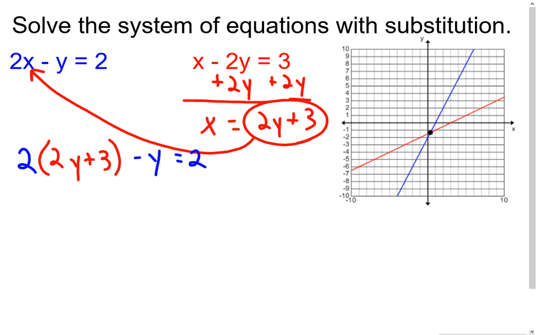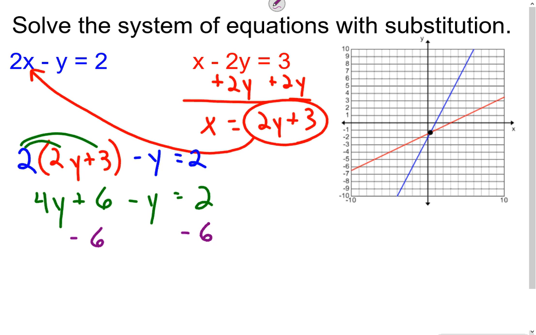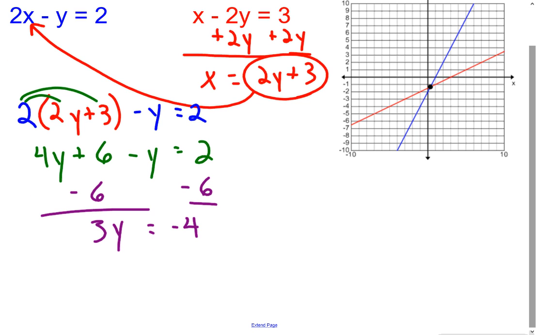And I now solve this equation. So if I distribute, I'm going to have 4y plus 6 minus y equal to 2. I'm going to subtract 6 from both sides. And I now have 3y equal to negative 4. Now I have to divide both sides by 3. And I get y equal to negative 4/3. And you're going, why is there a fraction? Well, sometimes we get fractions in our solutions. So we just figured out the value of y is negative 4/3.